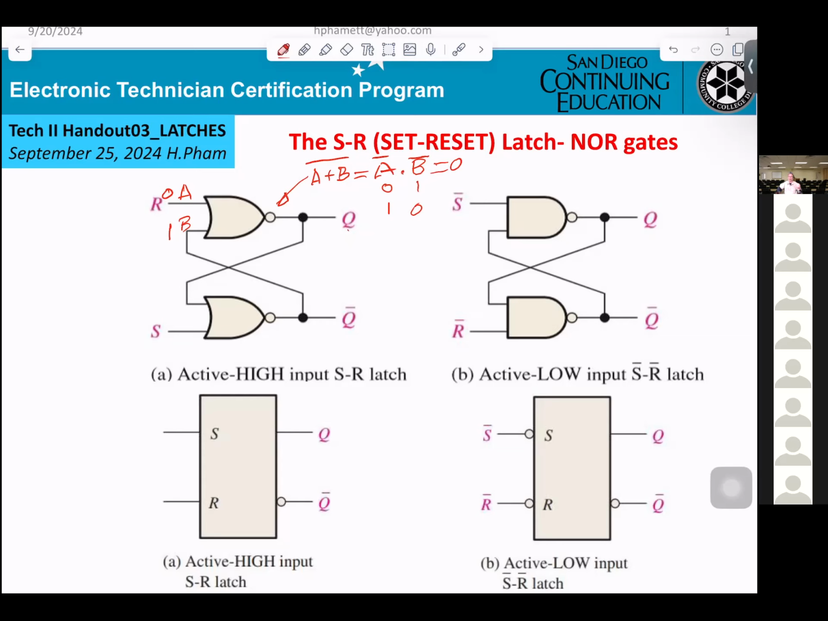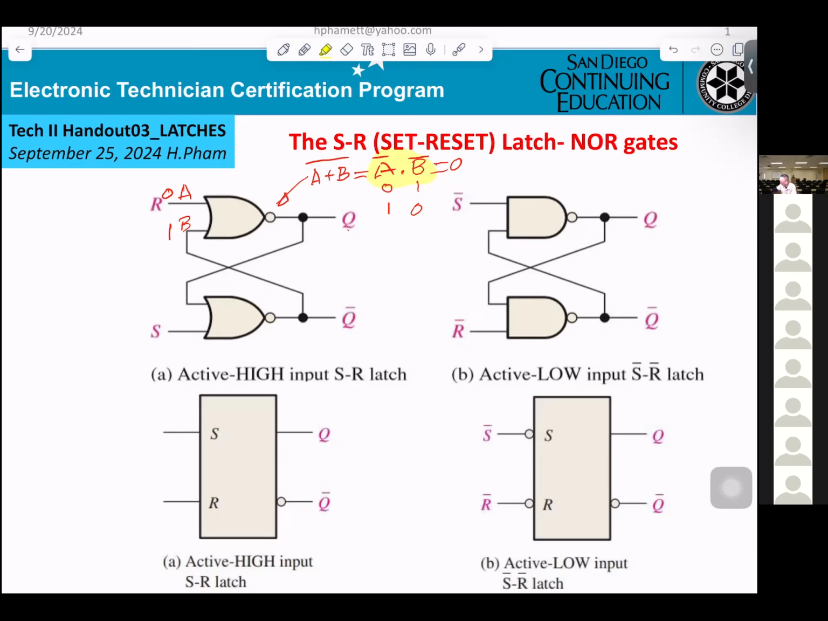When I see the NOR gate, they give the input, I cannot tell you what output is supposed to be. I have to wait until I get this formula: not A and not B. Then I can tell you what output is supposed to be. Okay?